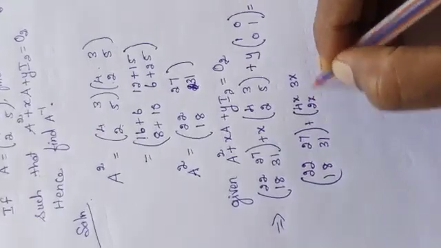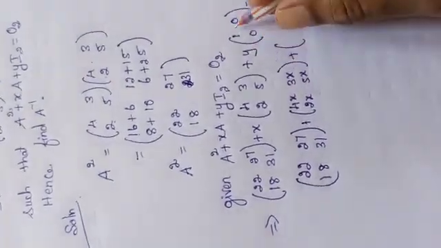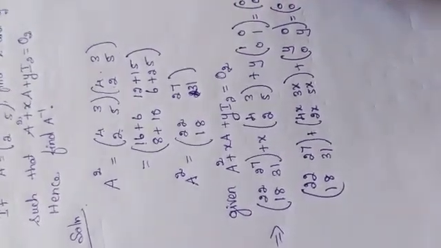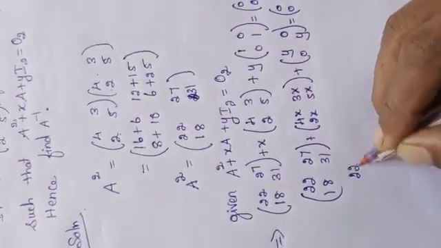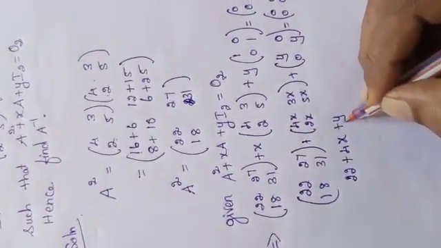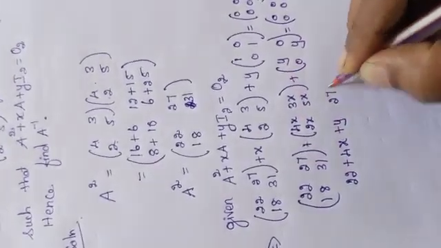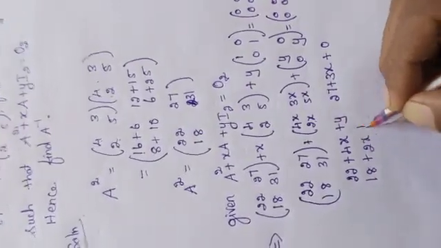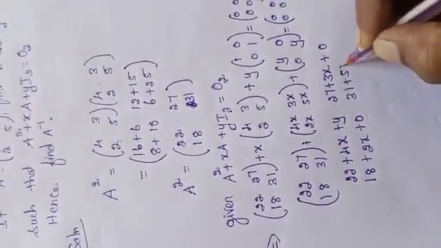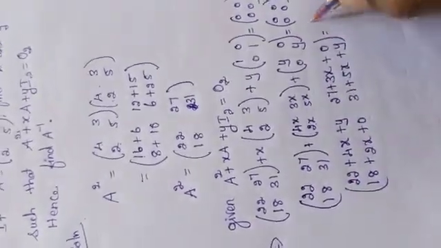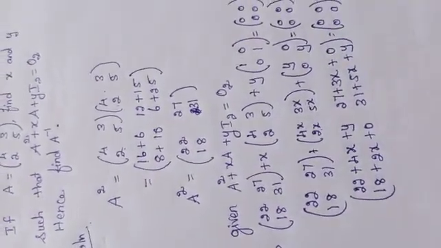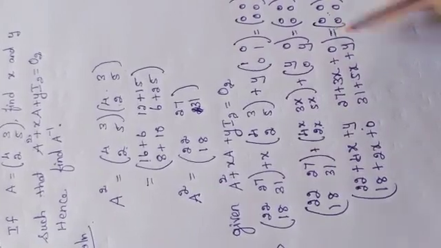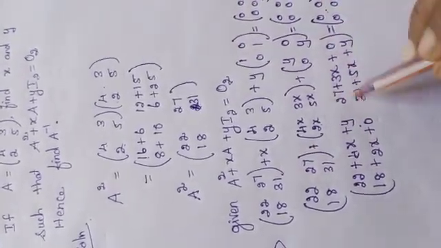4X, 3X, 2X, 5X plus now multiply with Y: Y, 0, 0, Y is equal to all 0 matrix 0, 0, 0, 0. Now add all those things, what we will get? 22 plus 4X plus Y. The next value is 27 plus 3X plus 0. Here 18 plus 2X plus 0. 31 plus 5X plus Y equal to 0, 0, 0, 0. Now on the left hand side we have one matrix and on the right hand side we have one matrix. Since equal to is in between, we can equate the values. See, this will be easy for us. Only one unknown is there.